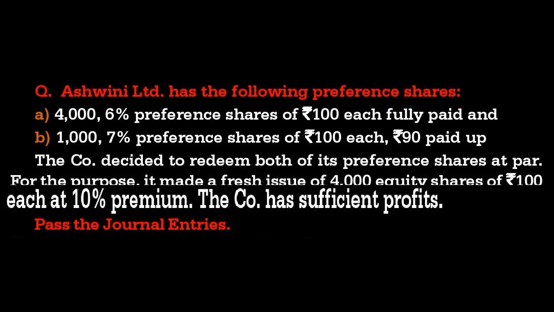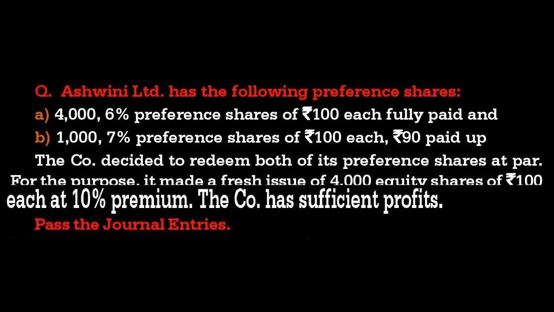Pass the journal entries. Normally, in case of redemption of preference shares, journal entries are asked. Sometimes along with journal entries, ledger accounts are also asked, and the redrafted balance sheet, meaning after redemption what is the status of the balance sheet, that also will be asked.